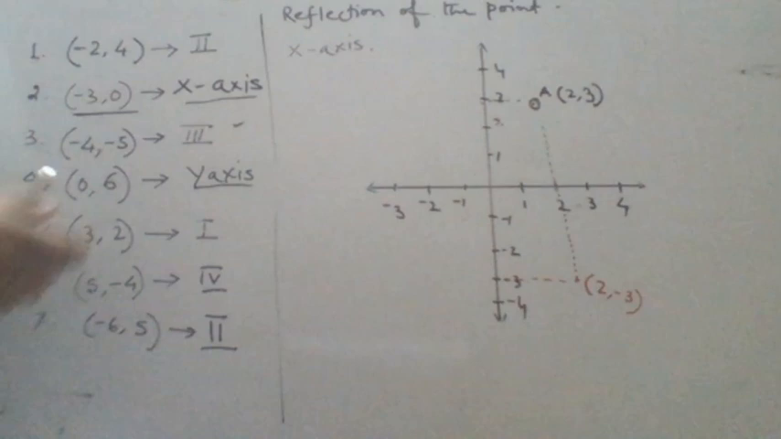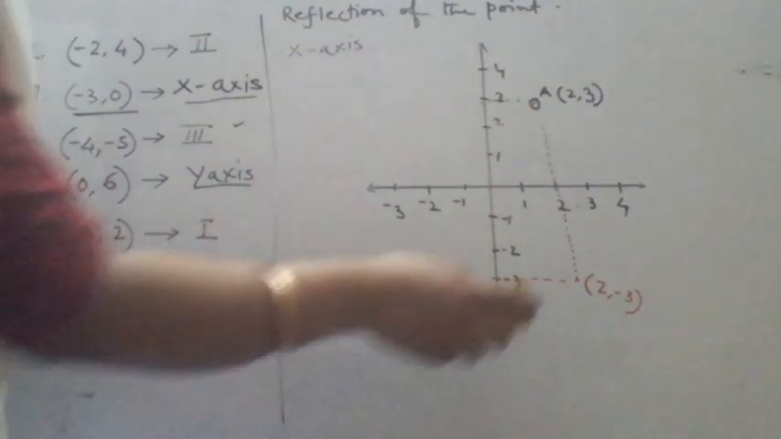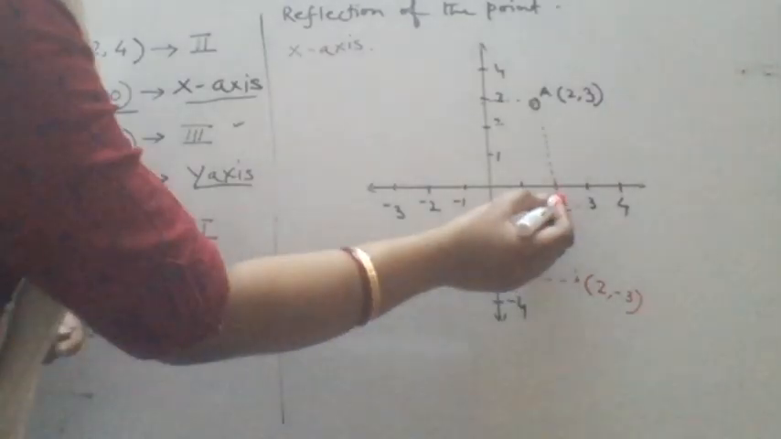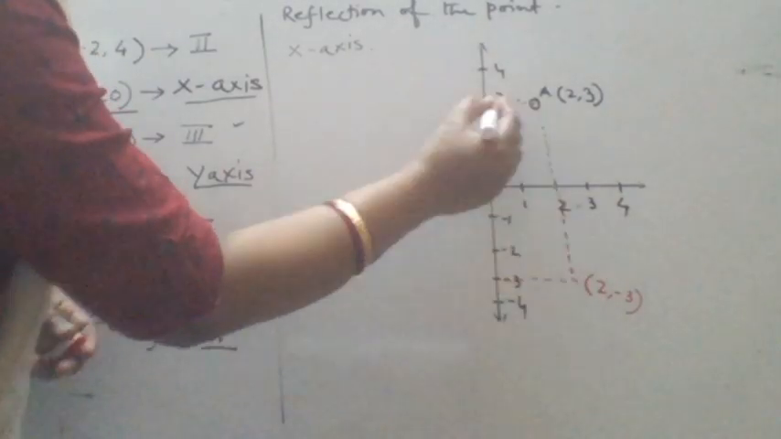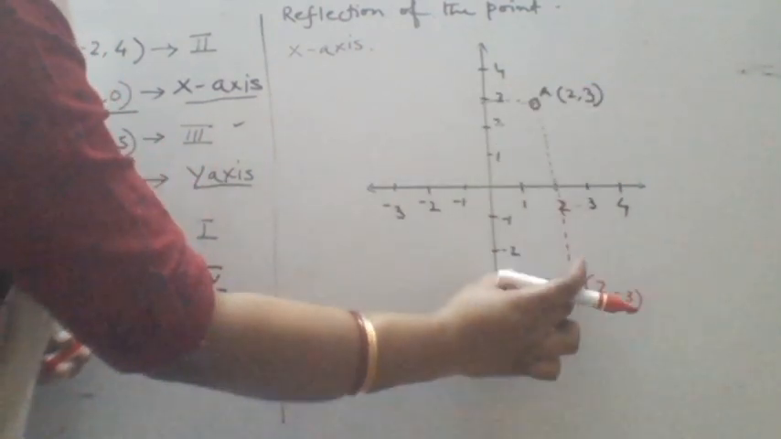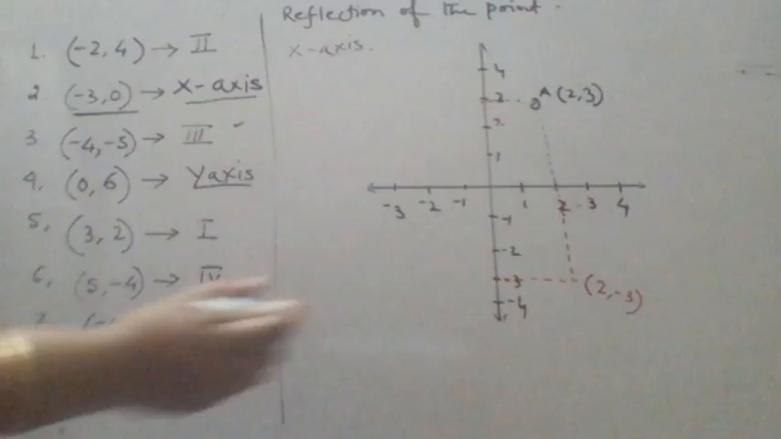Okay. This distance will remain the same. This distance will remain the same. This is what unit? This is 2 units, and this will be 2 units. This is 3 units, and this will also be 3 units.